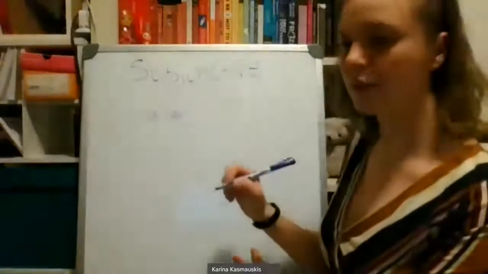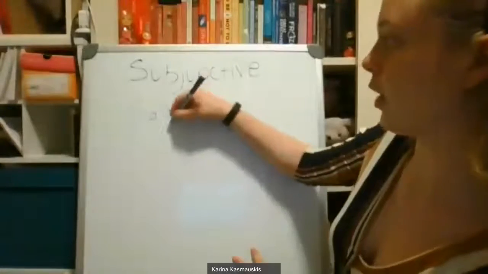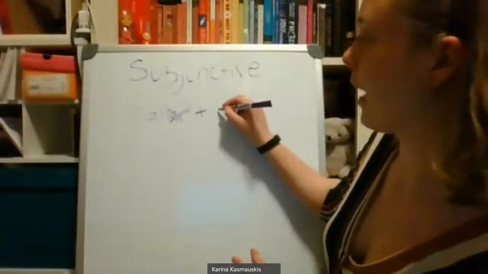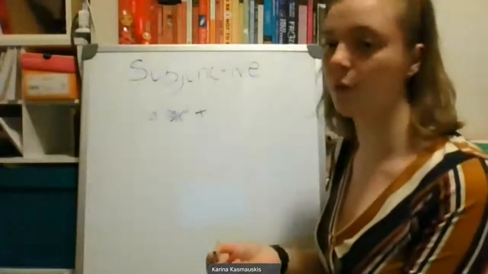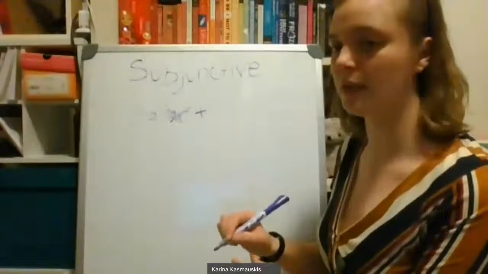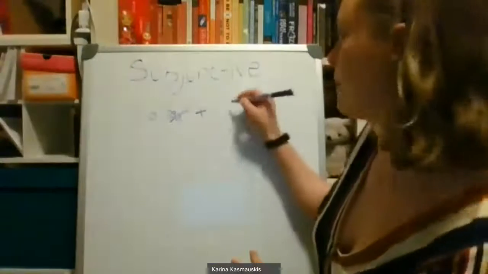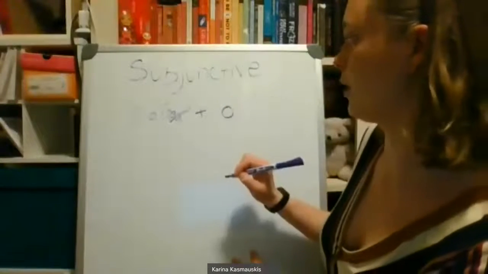Now, to conjugate into present tense, we're taking off the AR and adding the ending for yo. So present tense, yo form, yo bailo. We're adding an O.